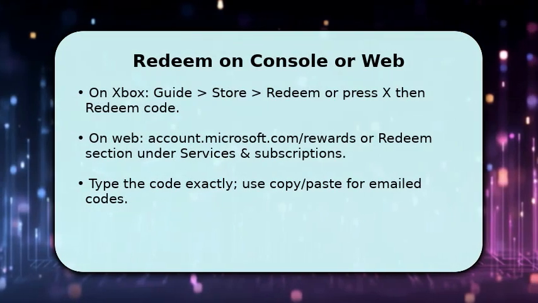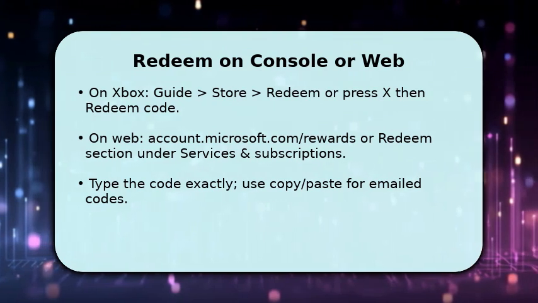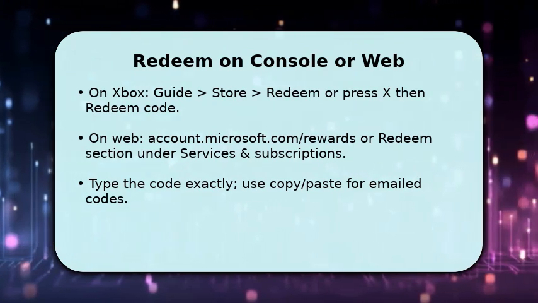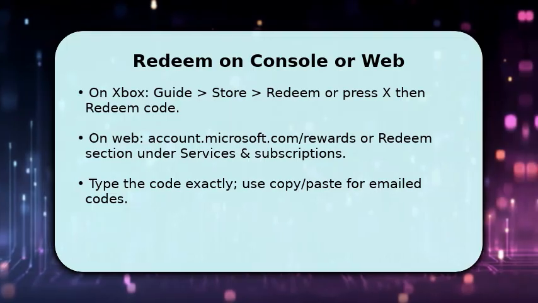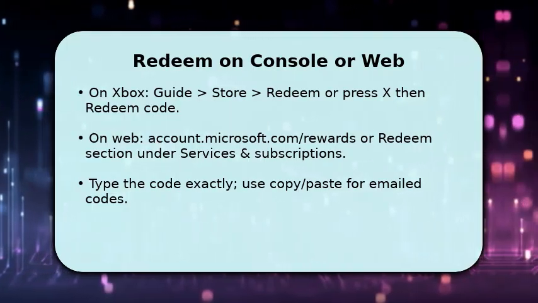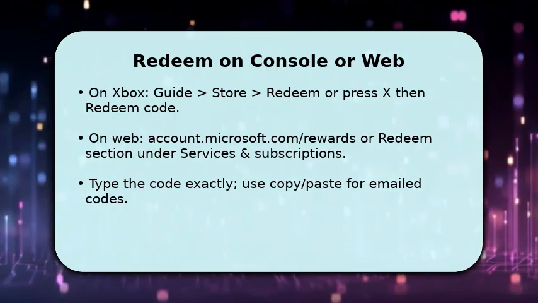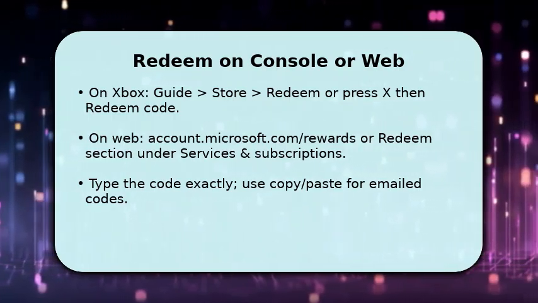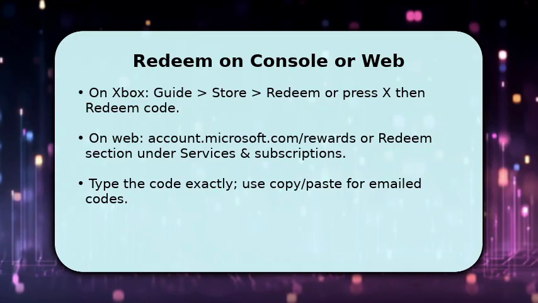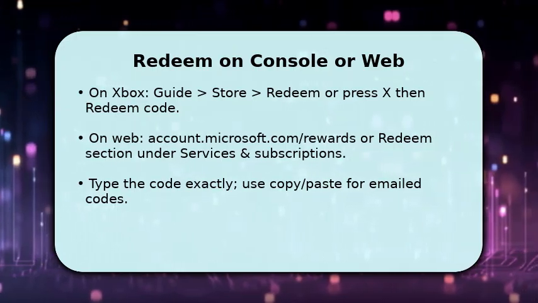You now redeem the code. On console, open the guide, go to Store then Redeem, or press X and choose Redeem Code. On PC or phone, sign in at your Microsoft account and find Redeem under Services and Subscriptions. Enter the 25-character code exactly, using copy/paste for emailed codes to avoid typos.